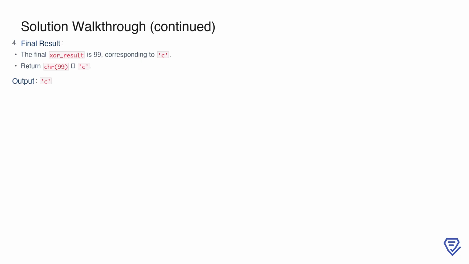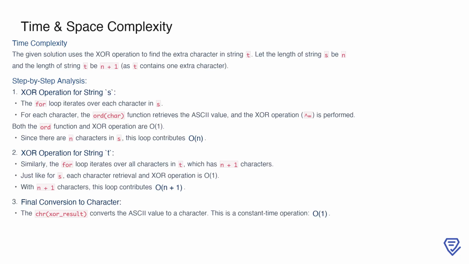This approach demonstrates how the XOR operation effectively isolates the differing character by leveraging its properties of cancellation and self-inversion. In this solution, we use the XOR operation to efficiently find the extra character in string T. To analyze the time complexity, consider that the length of string S is n, and the length of string T is n plus 1 because it includes the additional character.